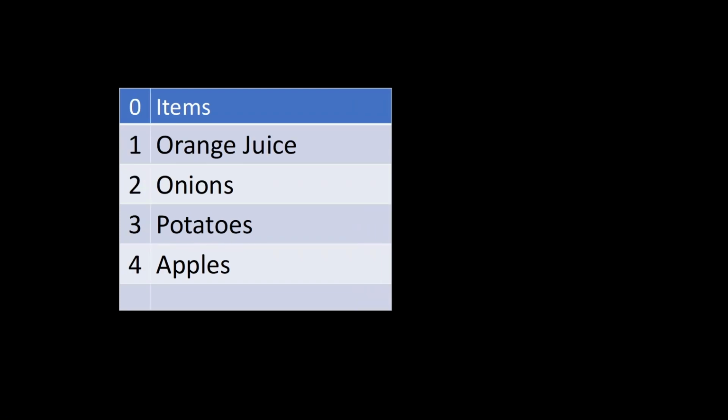Putting this into an array will allow us to reference the data using an element number. Arrays start by default at element 0, although you can customize this to start at any number you like. So element 1 would hold orange juice, element 2 would hold onions, and so on. This is a single dimension array where the element number is the row number.